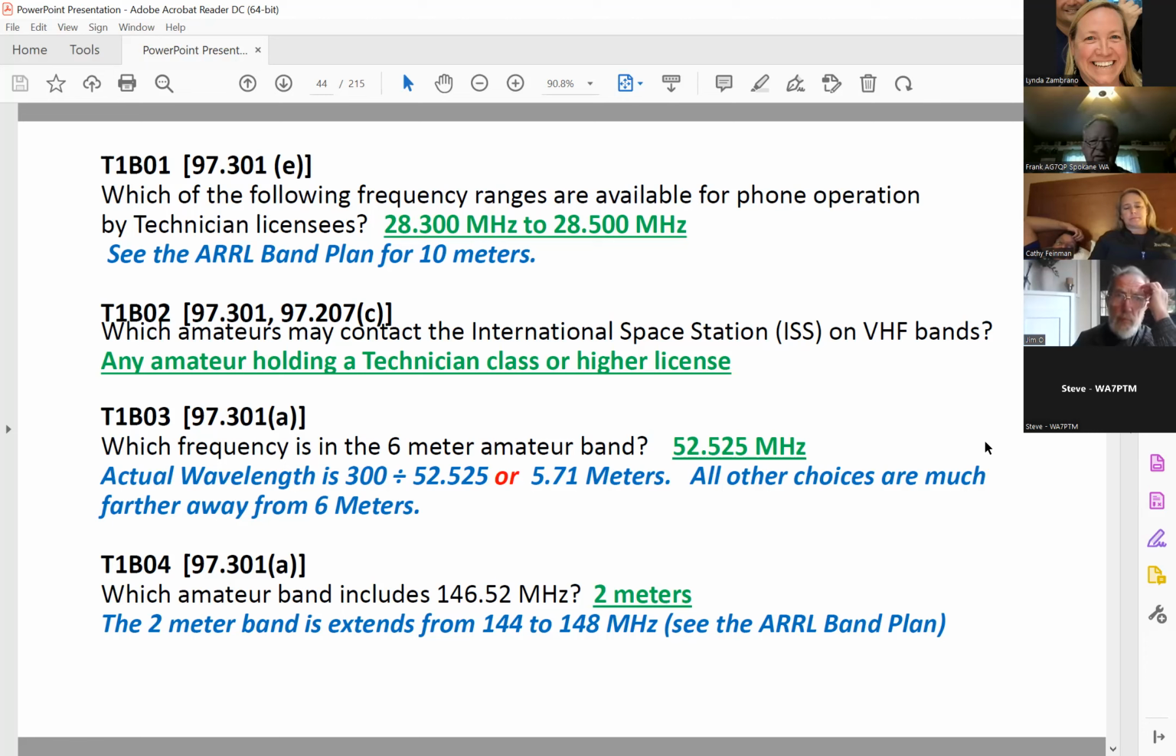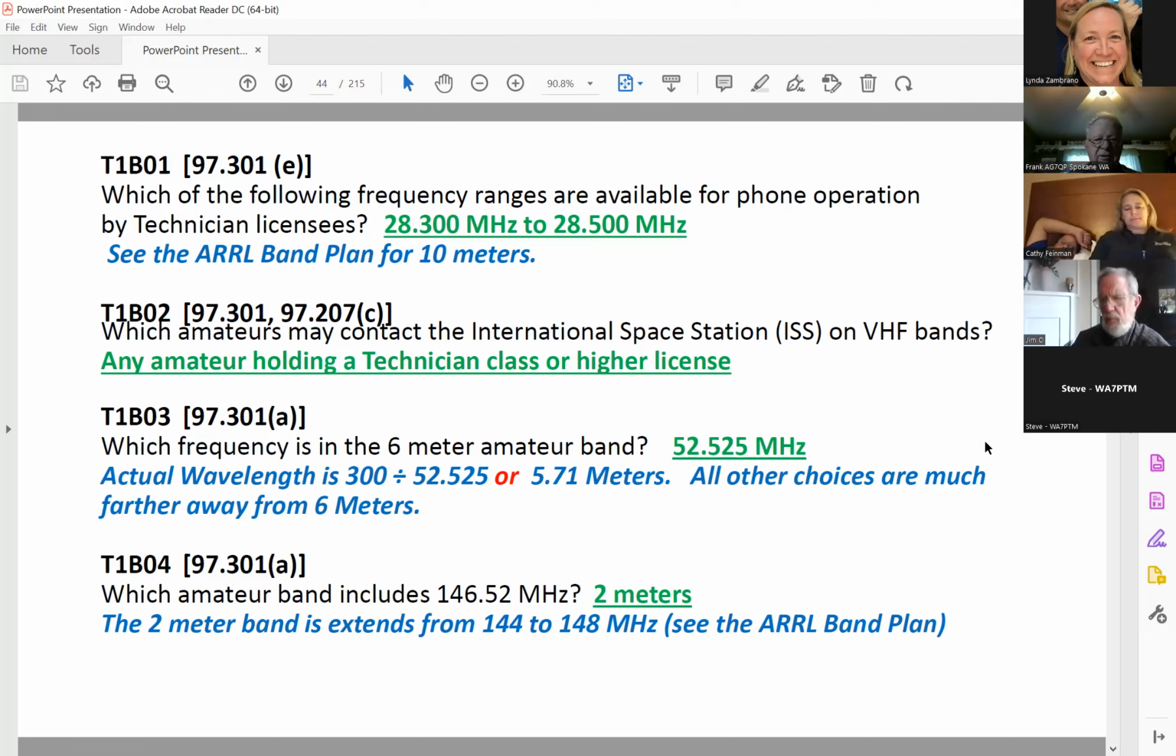Which frequency is in the 6-meter band? 52.525. And the others are way out of 6 meters. Again, remember 6 meters. The easy way to figure that out is to remember that 300, which is actually mega meters per second, is the speed of light. 300 divided by the frequency in megahertz is equal to the wavelength. So you take 6 meters, divide it into 300, and you get 50. So somewhere around 50 is going to be the right answer.